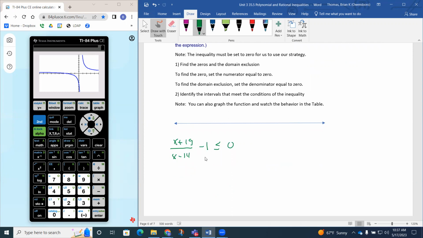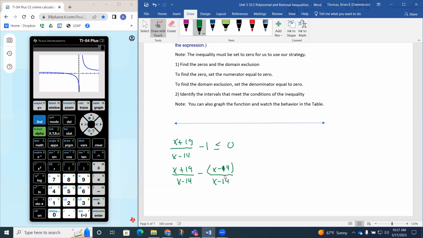So remember, to add fractions, we have to have a common denominator. Since this denominator is x minus 14, this has got to have a denominator x minus 14. But you also got to change the top to an x minus 14 as well to make it equal to 1. So essentially we have x plus 19 over x minus 14, and we're going to be subtracting x minus 14 over x minus 14, if you will.